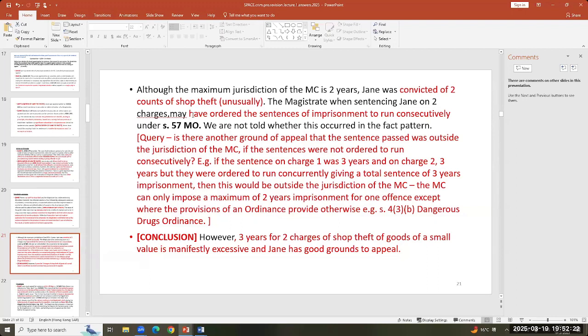But on the other hand, if the magistrate sentenced her to 3 years on charge 1 and 3 years on charge 2, and those sentences run concurrently at the same time, then that would be a good ground of appeal because it would be outside of the jurisdiction of the court. So I flagged that there because it's not clear on the fact pattern how that sentence of 3 years was arrived at. But in any event, I think we can conclude it's manifestly excessive and she has good grounds of appeal. So yes, were there some questions?